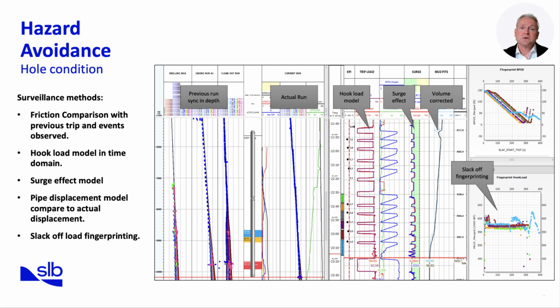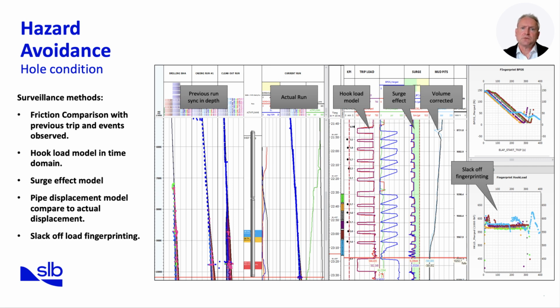We also use hook load models in the time domain. By simulating expected hook load responses during tripping, and comparing them with actual field data, we can spot anomalies that suggest restrictions or cuttings build-up. Surge effect models are also critical, as they predict how fluid pressures change when moving pipe in and out of hole. Exceeding fracture gradients or swab-induced kicks can be avoided when this is modelled accurately.